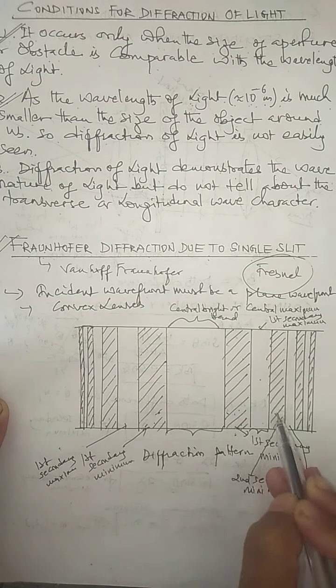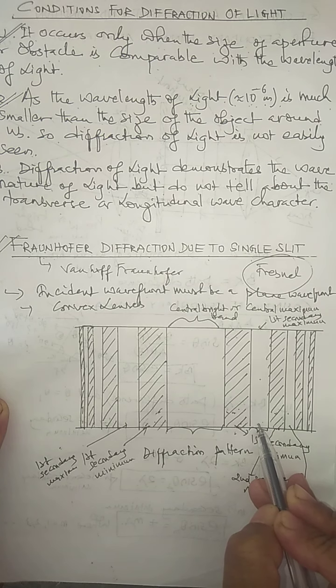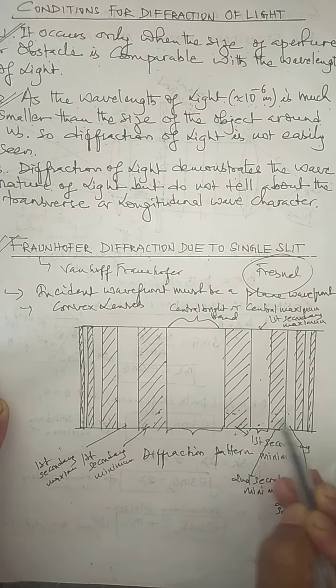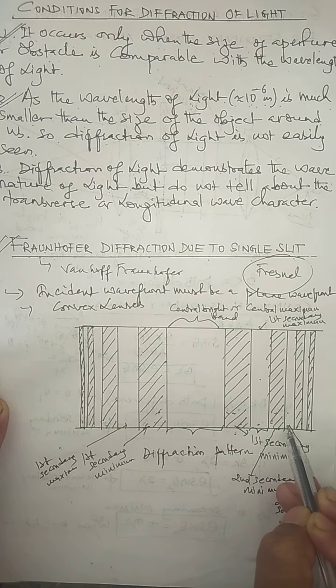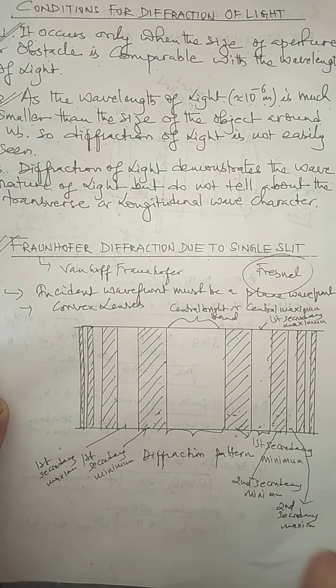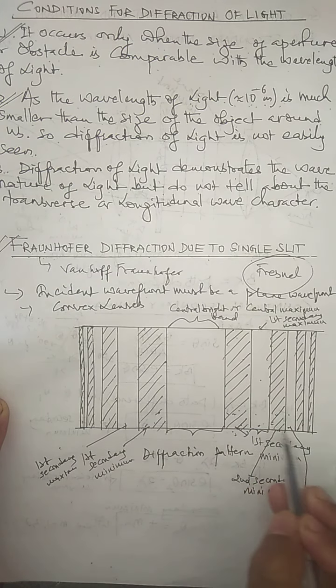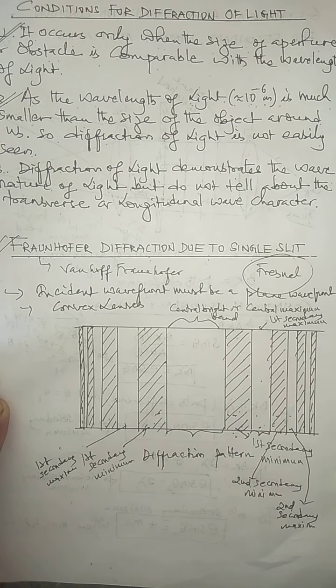But between two secondary minima, what is there? Secondary maxima. Again, between two secondary minima, what is there? Secondary maxima. So that means between every two secondary minima, there is a secondary maxima. So if you know the condition for secondary minima, we can even write the condition for secondary maxima.